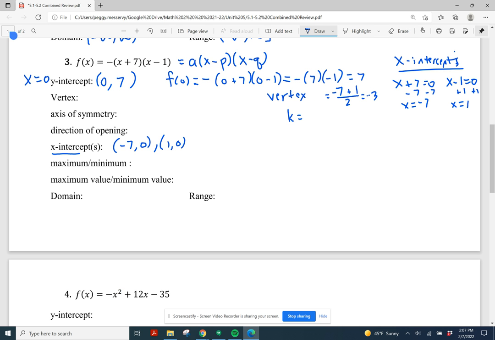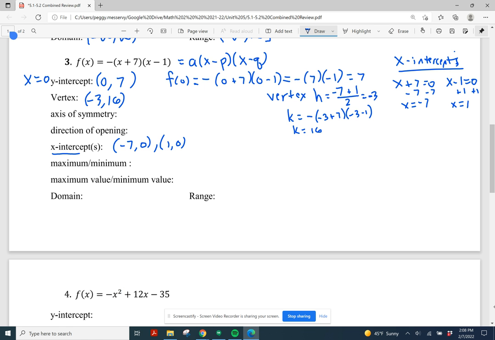So we've got the x-coordinate of the vertex using the h notation for that. So x-coordinate of the vertex is -3. We plug that back into our function to find the y value. So we have the negative of -3 plus 7 times -3 minus 1. And we get, when we do the math here, the negative of 4 times -4, which is +16. So our vertex is going to be -3, +16.